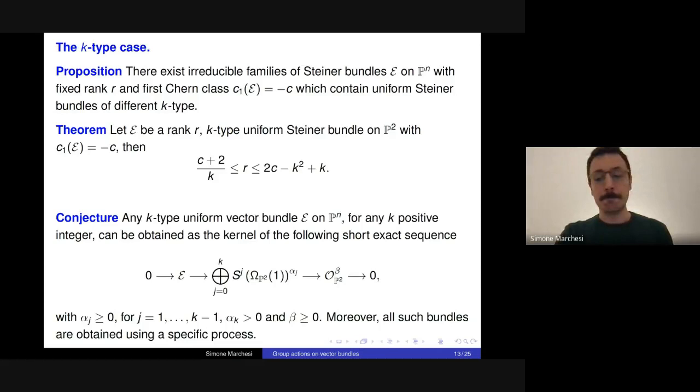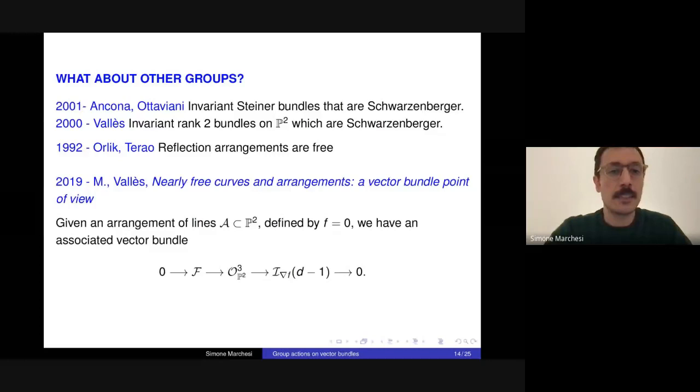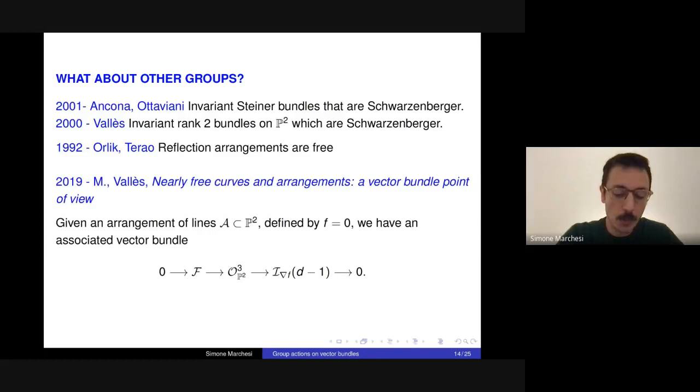Okay, so what about other groups? How do we choose other groups? Now I'm going to tell you my point of view, or my way of seeing things. As you saw in my slightly long abstract, in 2001, Ancona and Ottaviani proved that invariant Steiner bundles under a specific action of the special linear group are Schwarzenberger. And the year before, Vallès did the same with rank 2 vector bundles, not being Steiner, on P2, also about this action of the special linear group, and proved that they are Schwarzenberger. And in my way of seeing it, how do they arrive to consider a specific group and a specific action?